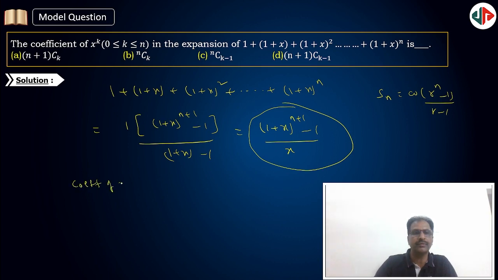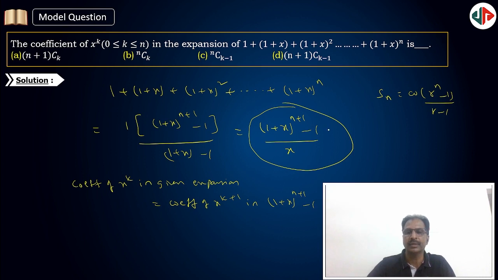So the coefficient of x^k in the given expansion is nothing but the coefficient of x^(k+1) in the numerator. Because if you take the coefficient of x^(k+1) in the numerator, that x^(k+1) divided by x gives x^k. So to get the coefficient of x^k, you have to get the coefficient of x^(k+1) in the numerator, which is (n+1)C(k+1).